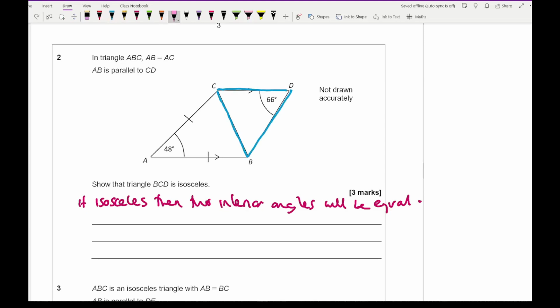So from this, we know that ABC is an isosceles triangle. So I can work out what angle these two things are. So that's going to be 180 minus 48 divided by 2. And again, if I work that out, 180 minus 48 divided by 2 gives me an answer of 66. So this is 66 and this is 66. Now this angle is going to be the same as this angle because it is alternate. So that's going to equal 66 degrees.